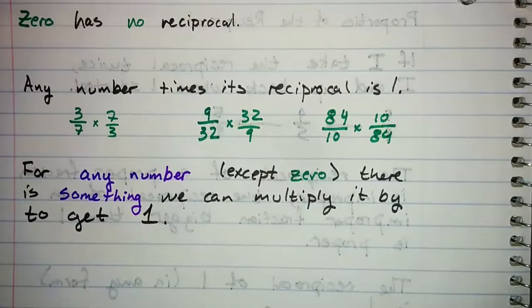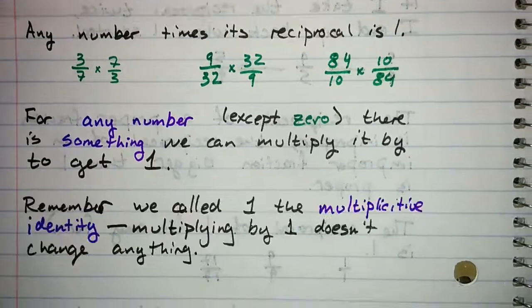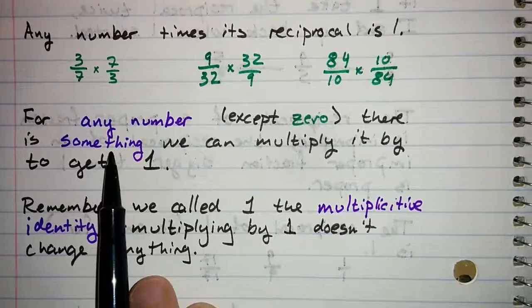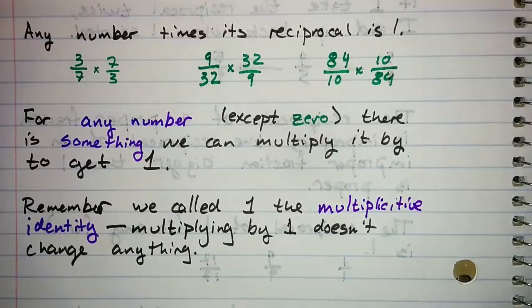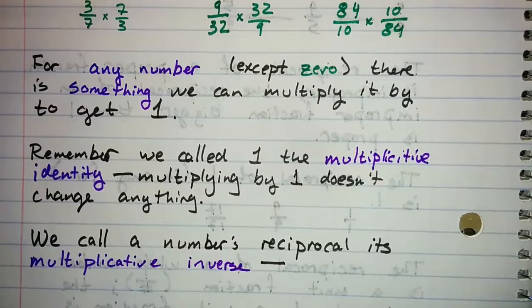This is really nice. Why? What's so special about 1? Remember we said that 1 was the multiplicative identity. Multiplying by 1 doesn't change anything. We call this number that we can multiply by to get 1 the multiplicative inverse. We understand the two numbers to be somehow opposite with regard to multiplication.